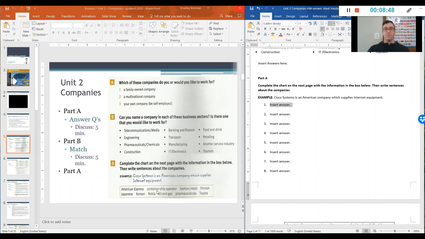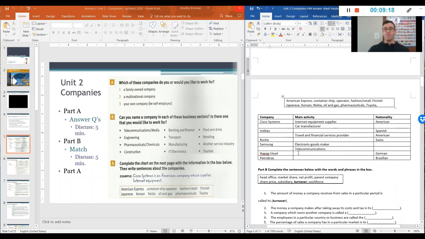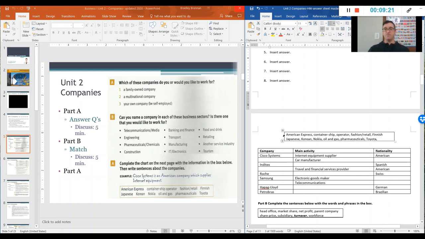And then container ship operator, fashion retail, Finnish as in from Finland, Japanese, Korean, Nokia, oil and gas, pharmaceuticals, and Toyota. So you need to create a sentence using each one of these inside this box here inside the answer sheet. It should be a full sentence like this. Cisco Systems is an American company which supplies internet equipment. So internet equipment was the example, then you made a full sentence. And here again, I put the words in the box from the same one here.